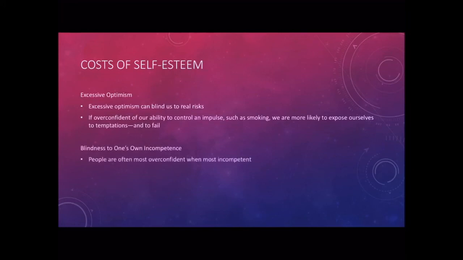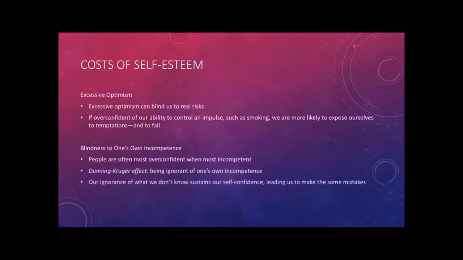Blindness to your own incompetence. People are often most overconfident when they are most incompetent. That's kind of funny. And that's the Dunning-Kruger effect, being ignorant of your own incompetence. Our ignorance of what we don't know sustains our self-confidence, which leads us to make confident mistakes, right?